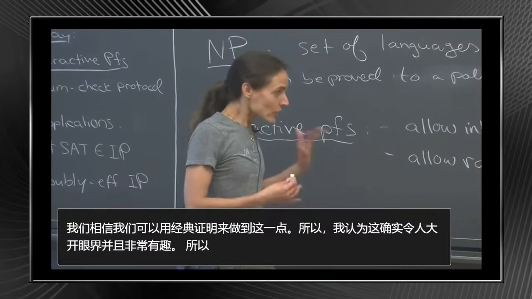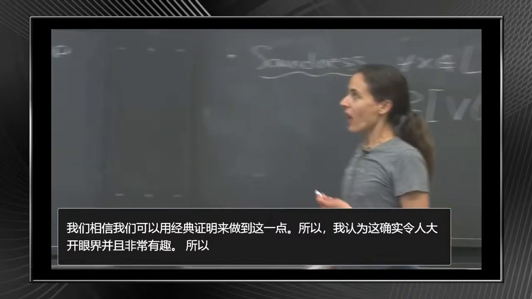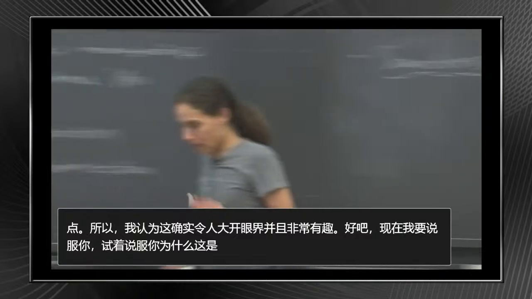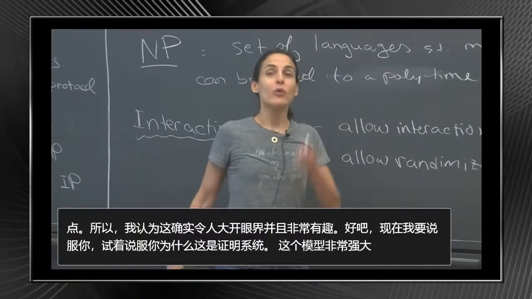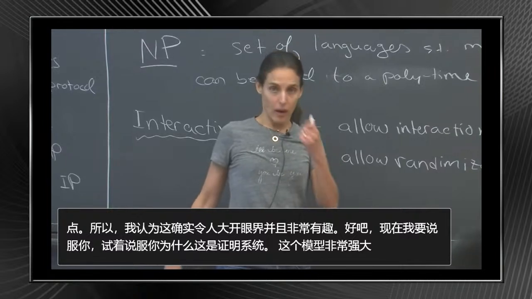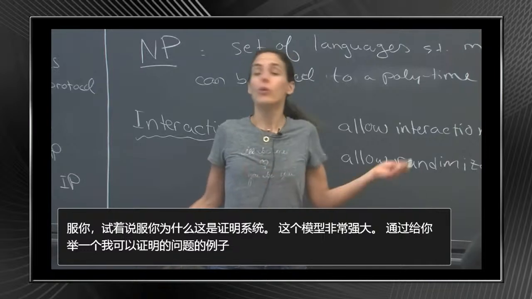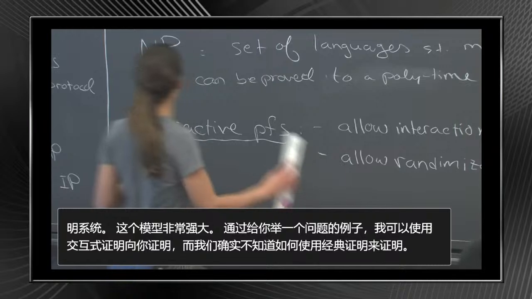So now I'm going to try to convince you of why this proof system, this model, is so powerful, by giving you an example of a problem that I can prove to you using an interactive proof that we really don't know how to prove using a classical proof. Okay, so let me give you the example.